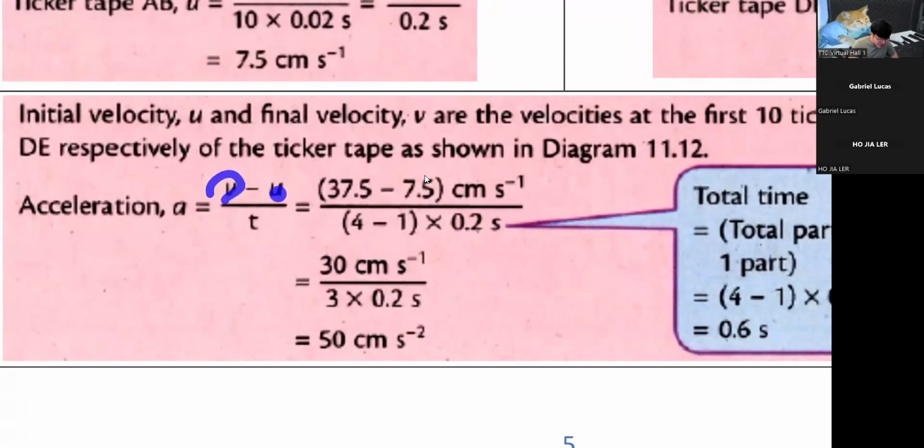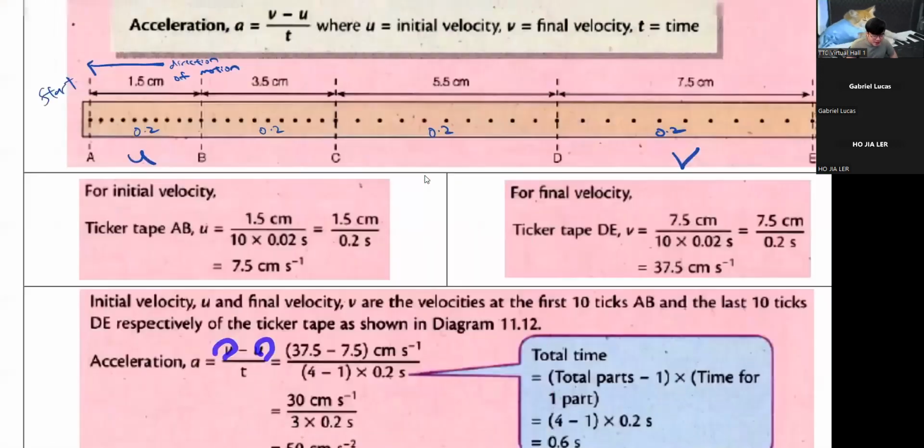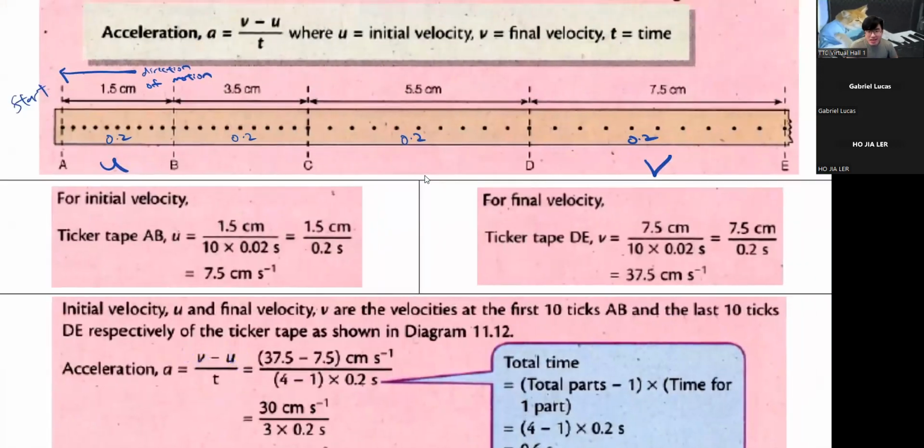Now let's put everything together. So we have the V and the U. What about the T? Listen here, guys. Many people think that, oh sir, the total time is 4 strips, so 4 times 0.2 is my total time. Wrong, wrong, wrong. Many people get this part wrong.